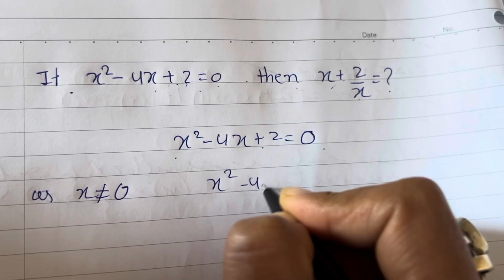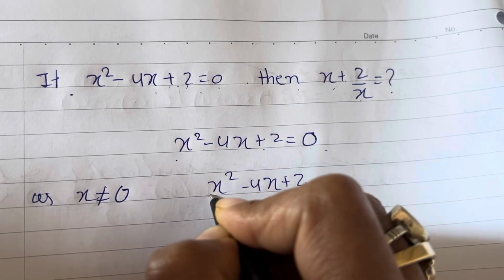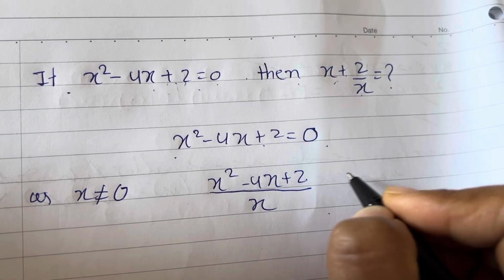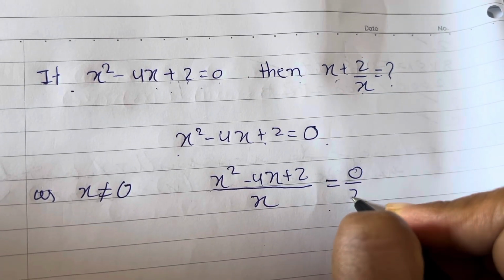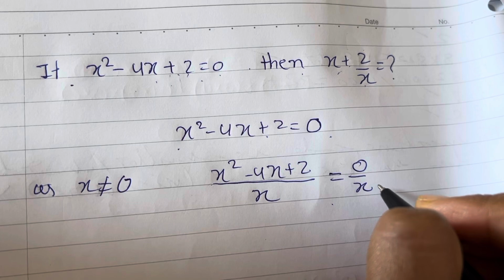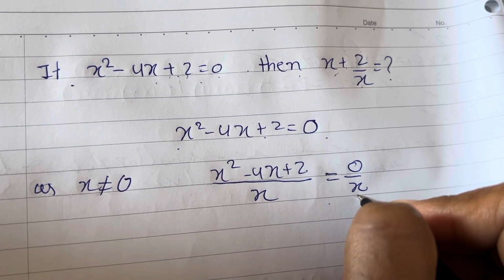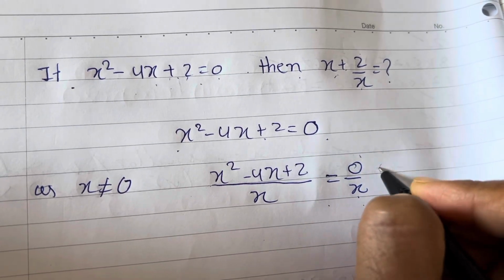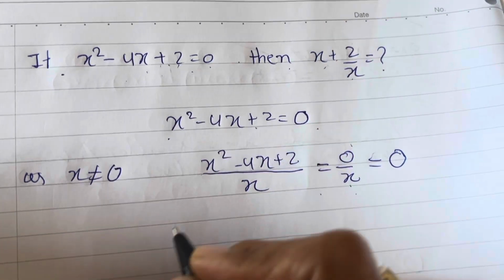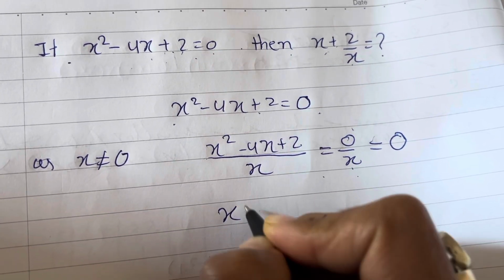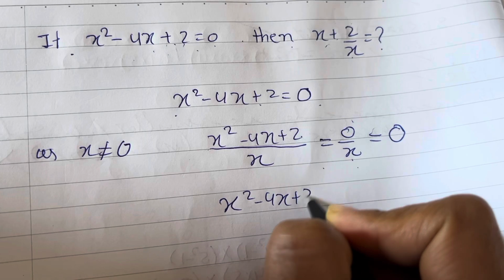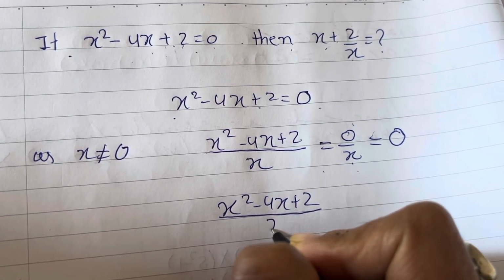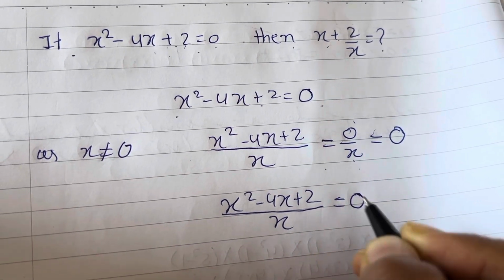(x² - 4x + 2)/x = 0/x. As x is not equal to 0, and 0 divided by any number becomes 0. So what is left? (x² - 4x + 2)/x = 0.